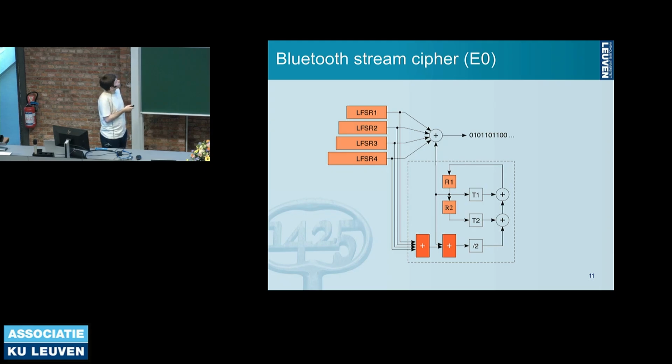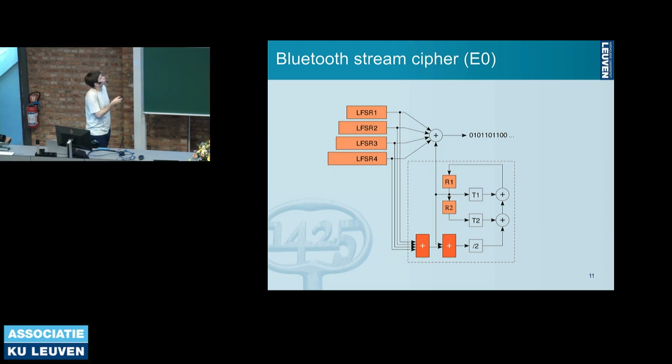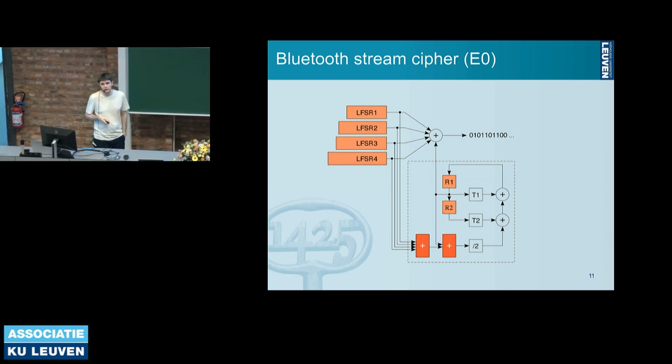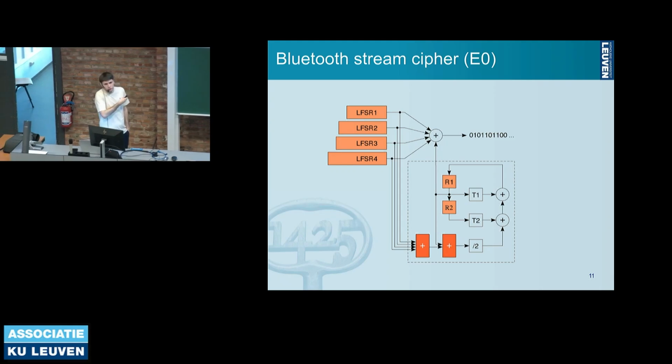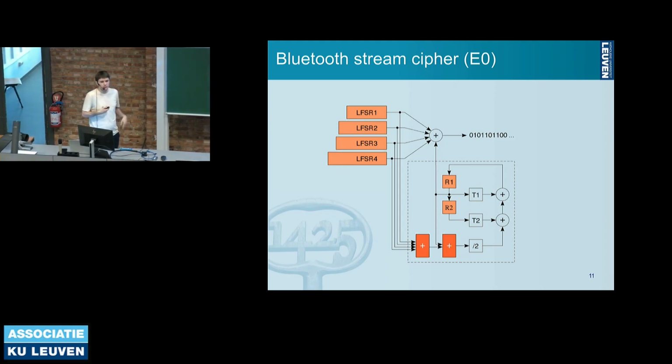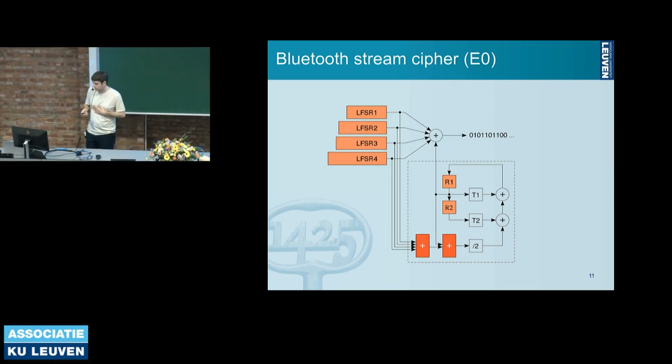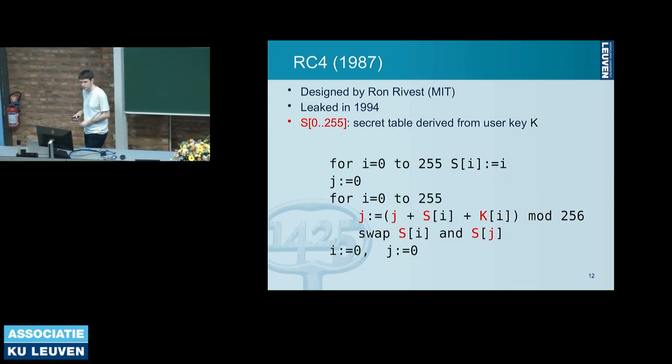So you take the output of the LFSRs and XOR it, but you also have this nonlinear feedback shift register here, which you also XOR. And this gets input from the LFSR output as well. So that's again another way to introduce nonlinearity. It looks quite complicated, but it's not really as secure as you might think. To understand why, you really need to go deep into the analysis, which of course is not the goal of today's presentation.